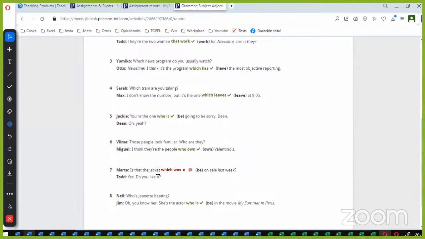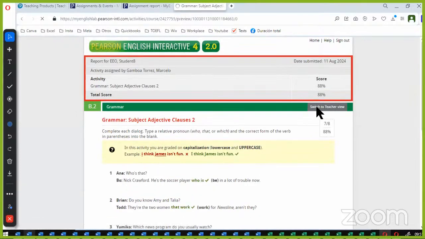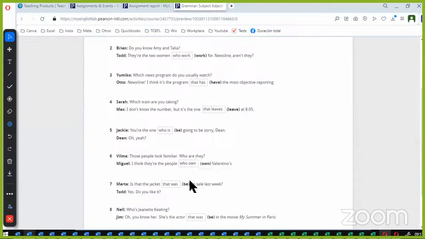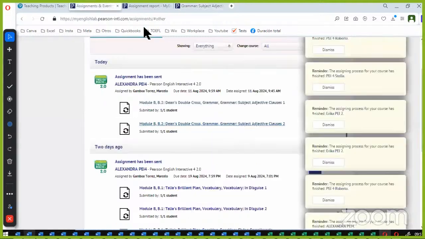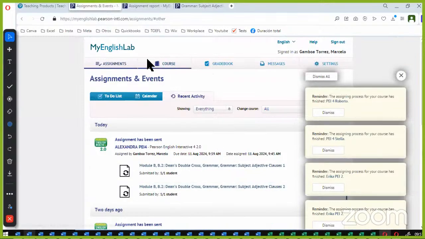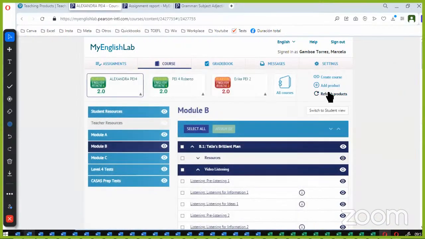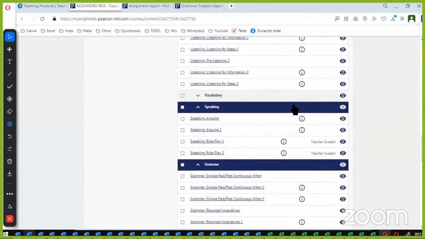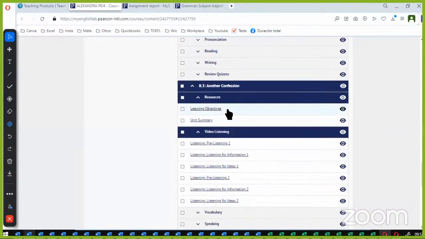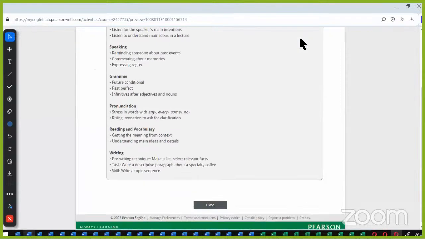Okay, is that the jacket which was on sale last week? Yes, it's fine. Why is it wrong here? No, it's fine. I think they forgot to put which was as an answer there. Okay, but it's fine. Let's begin with B3 then. Can you please read?